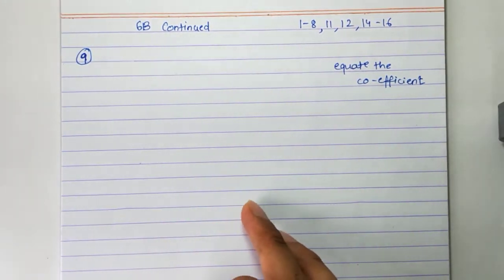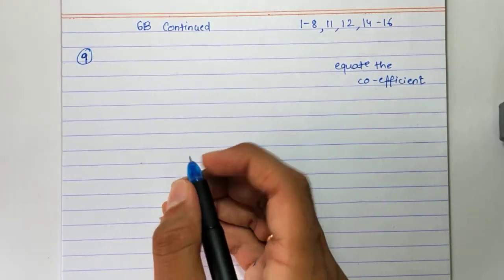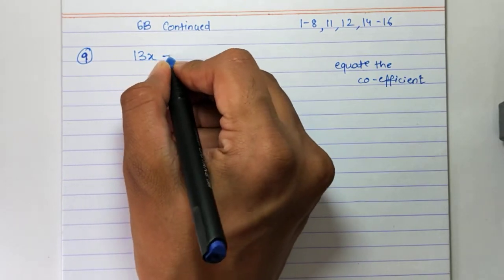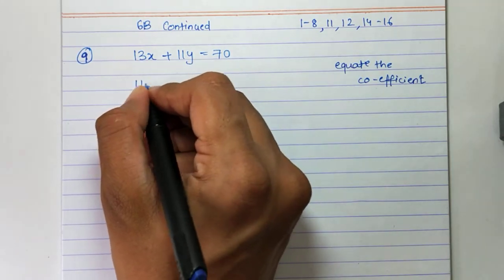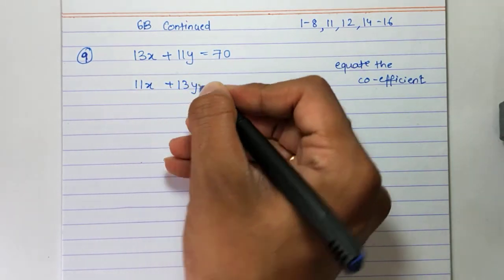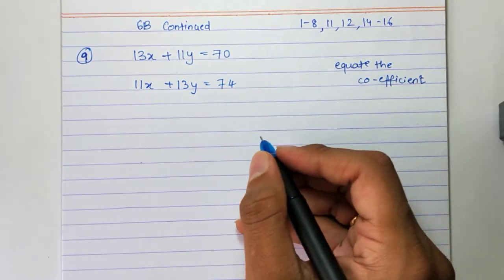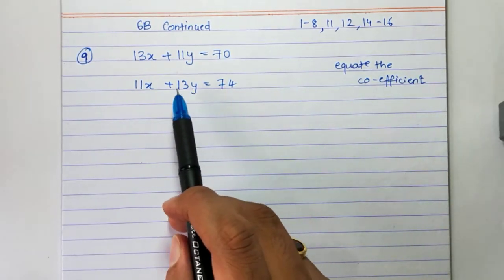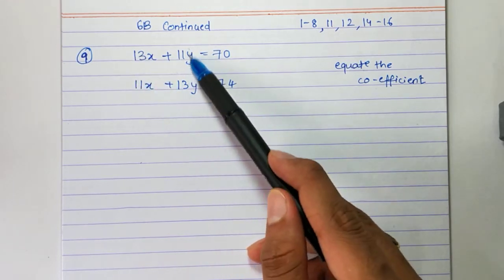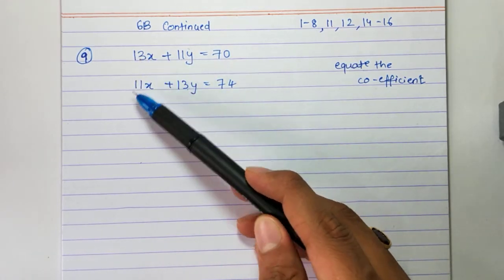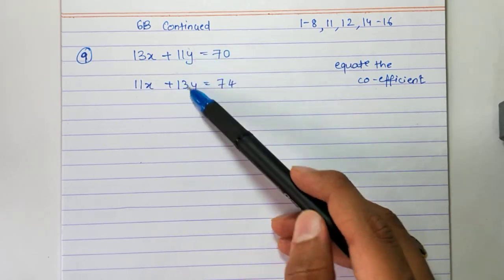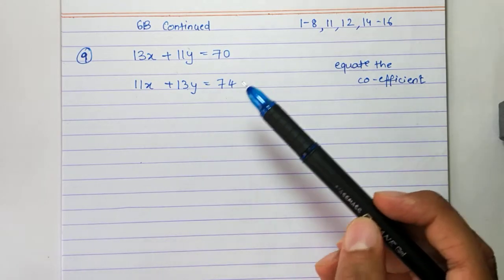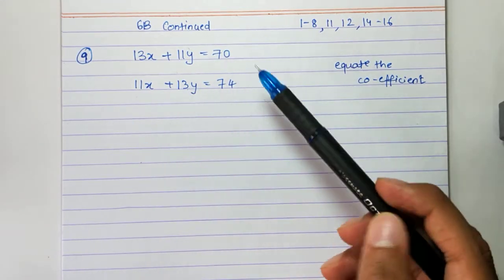The question says 13x plus 11y equals 70 and 11x plus 13y equals 74. Now if we try to solve this sum by the traditional method, that is by equating the coefficient, I will have to take the LCM of 13 and 11, and here also the LCM of 11 and 13, one and the same. 11 into 13, the numbers will become very big, so calculation will become very difficult.